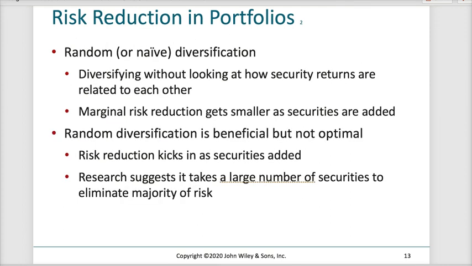Okay, so let's talk about random diversification. Diversifying without really analyzing or thinking about how a security's returns are related to each other would be random diversification. The marginal risk reduction gets smaller as securities are added to this random portfolio. So the benefit is not optimal. The risk reduction can kick in as securities are added, but it takes a larger number of securities to eliminate the majority of risk. So that's just sort of random. It's better if it's more engineered or tailored.